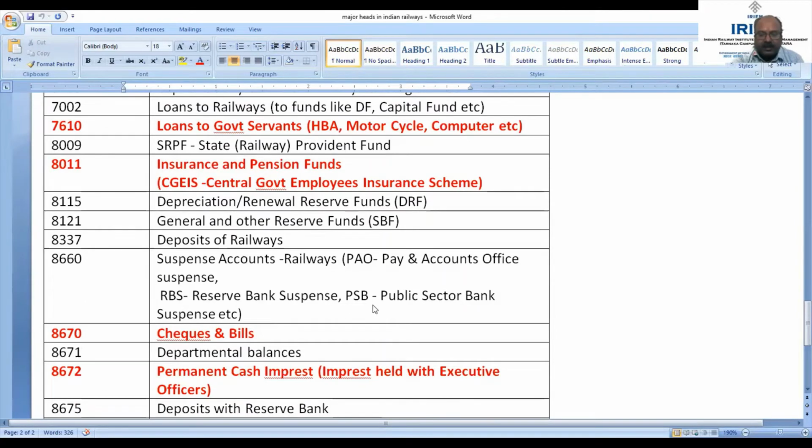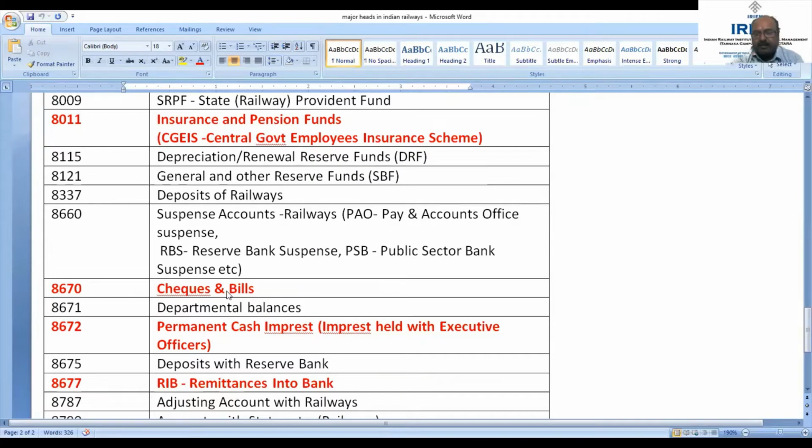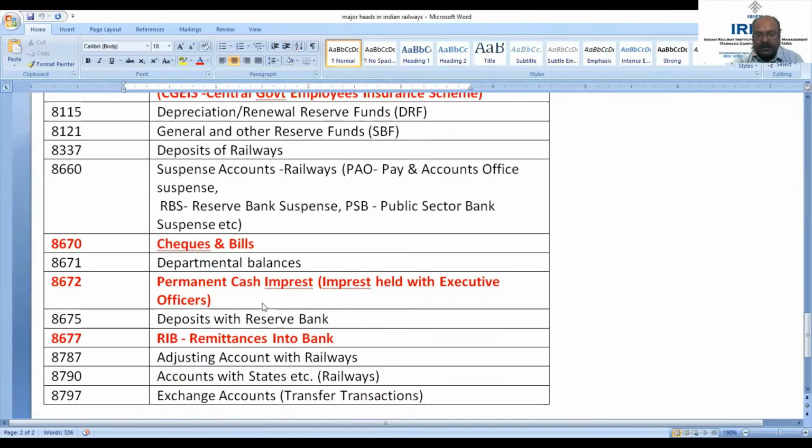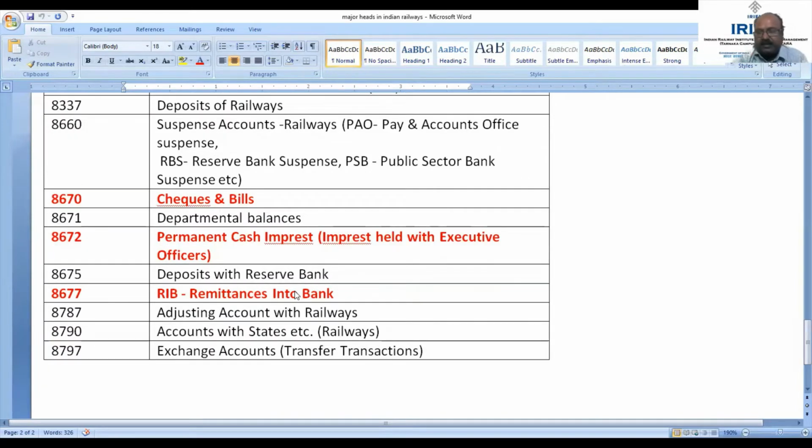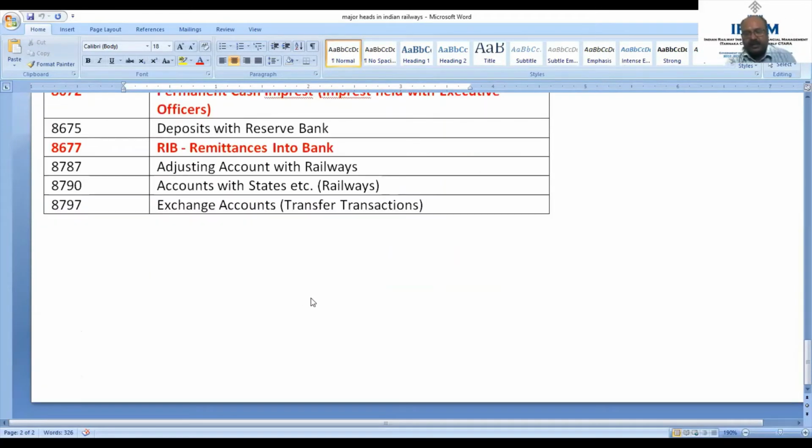Or Reserve Bank suspense, public sector bank suspense, all this. 8670 is checks and bills. 8671 is departmental balance, and permanent cash interest, that is interest held with the executive officer, that allocation is 8672. See, this major head is nothing but turning into the same allocation, except revenue expenditure and capital expenditure. All suspenses are realigned with this major head number. Remittance into bank is 8677. These are the important major heads.